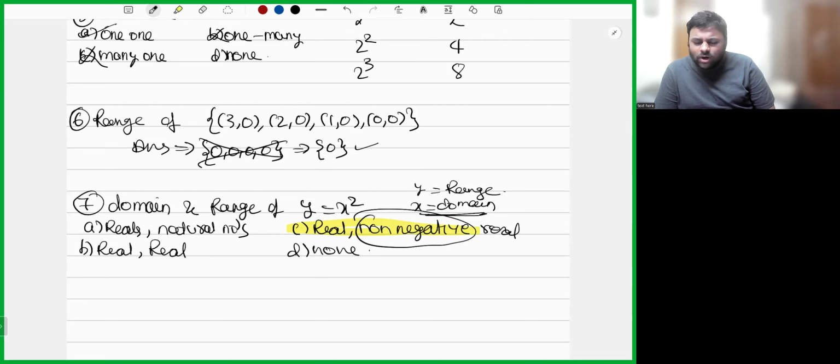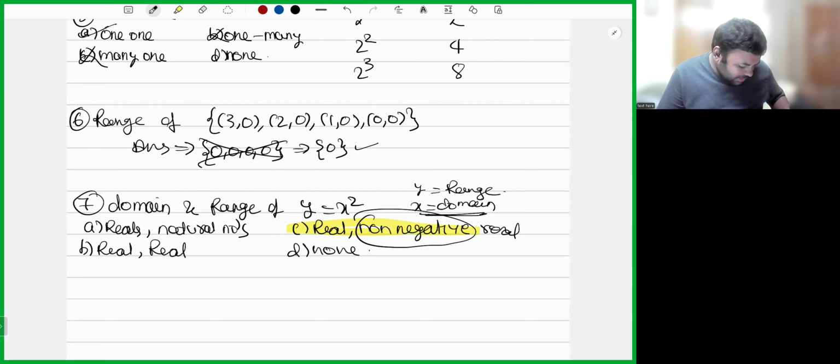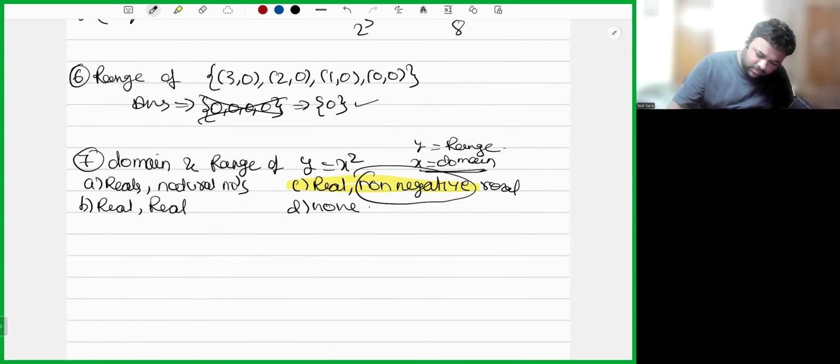Like 0 square. What is 0 square? 0. 0 is not a natural number. It's a non-negative real. So any number you take and you square it, you're going to get a non-negative number itself. Okay. So I hope all these concepts are clear. There's nothing much difficulty in these concepts. So let's proceed further.